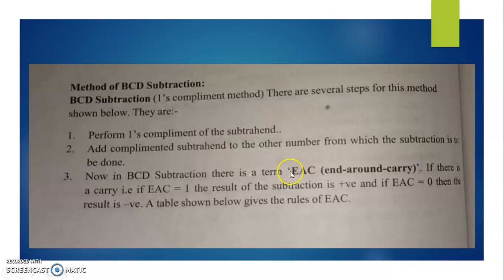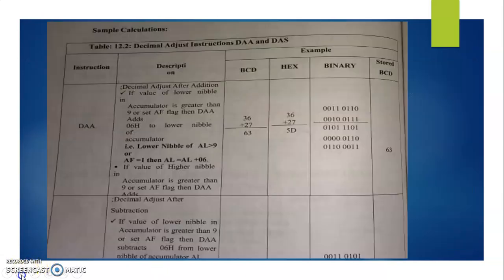So this is step 3. First you have to do the ones complement. For subtraction, after complementing, you then add the complemented number. If the EAC value is 1, the carry is 1 and the answer of the subtraction is positive, and if it is 0, then it is negative.